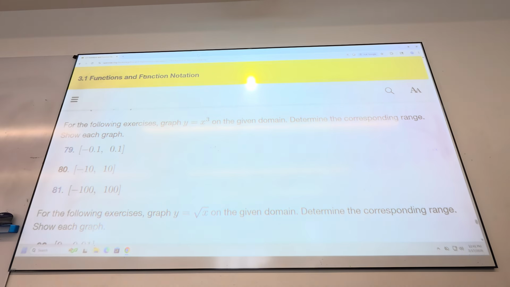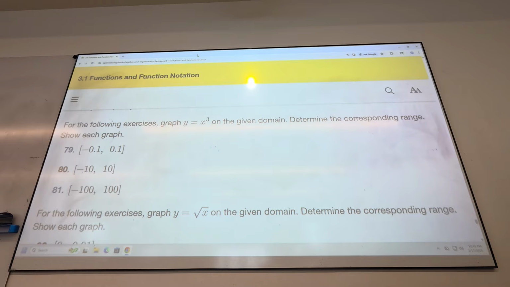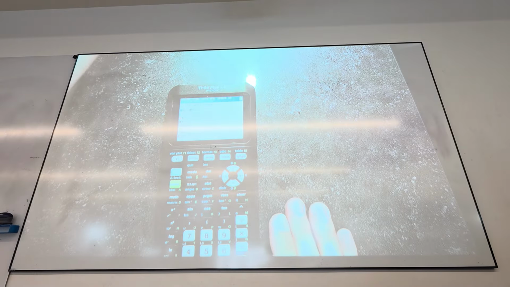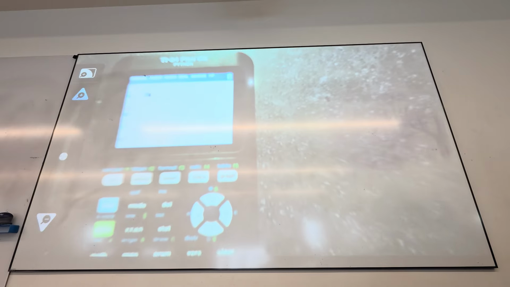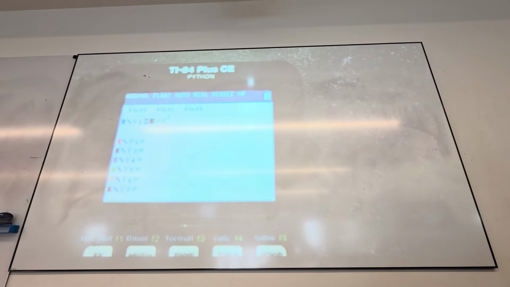Let me make sure what it was. It was 1 over x squared. No, x cubed. And it wants you to do it on the given domain. So watch this. If you have your calculator, we do this again.